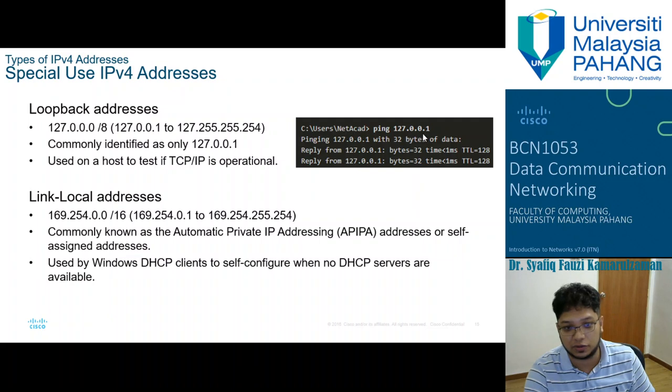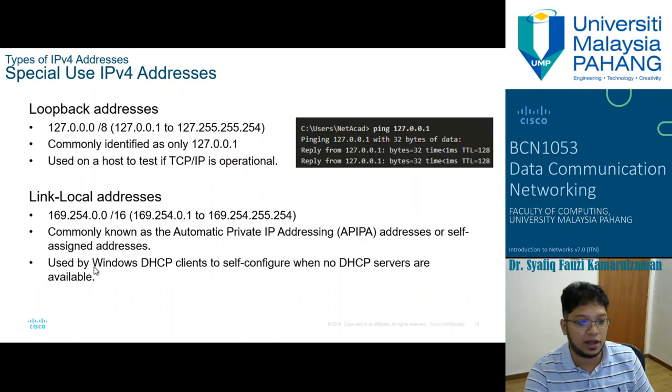Ping 127.0.0.1. And then we have what we call a link-local address, commonly known as automatic private IP addressing, APIPA addresses, or self-assigned addresses.